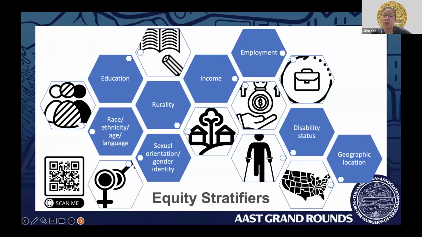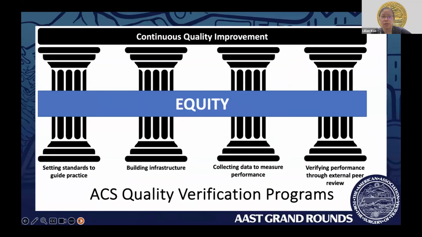And there may be other stratifiers that are not necessarily independent, but there's often intersectionality, as we discussed earlier, but we won't know unless we measure all of these. In the end, equity should not just be something that is included in, it should be included across all 4 pillars of quality improvement. And so we need to have standards that guide us around what is equitable care.